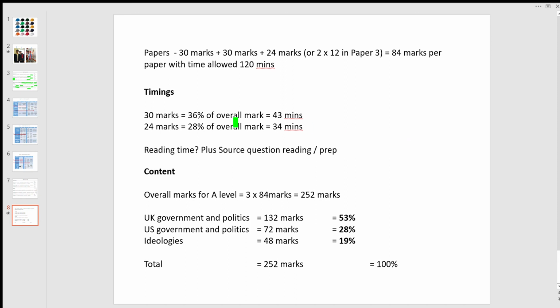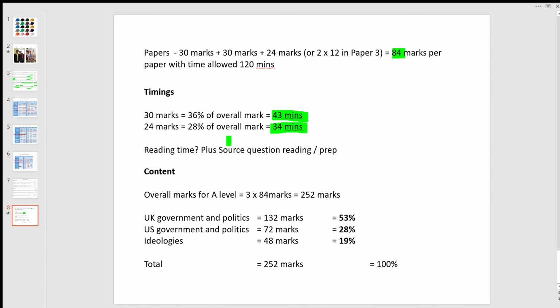Well, if you want to get your calculator, 30 marks is 36% of the 84 marks, and 36% of your 2 hours is 43 minutes. So if you want to be very precise, you should be spending about 43 minutes on your 30 mark essays. The 24 mark essay on paper 1, 24 marks is 28% of 84 marks, and 28% of 124 minutes is 34 minutes. So you should be spending about 34 minutes on the ideologies question. And if you want to take that into paper 3, that would be 17 minutes on each 12 mark question.